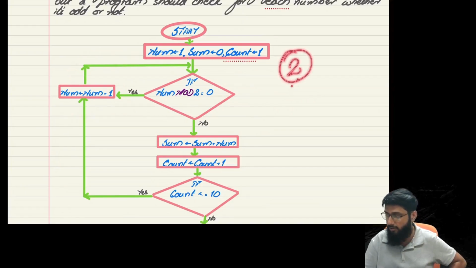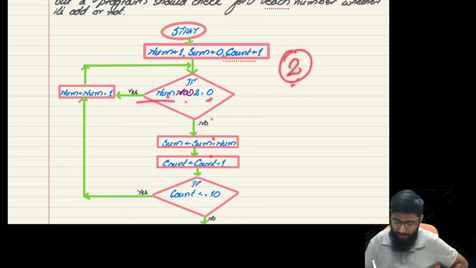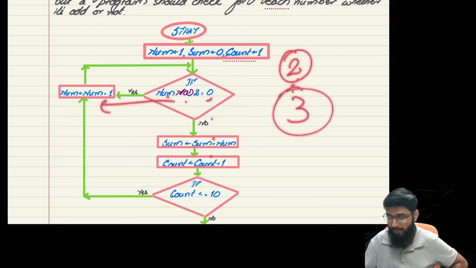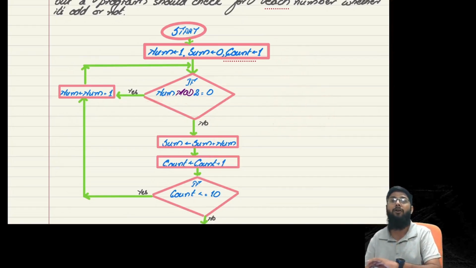So for 2, it says if num mod 2 equals 0. If it is 0, that means it's an even number. That means you do not need to go for the sum, and you do not need to go for the count as well. You will be directly going towards the num incremented by 1. That means this 2 will be converted to a 3. Now 3 will be checked. So this is how you are going to do it.